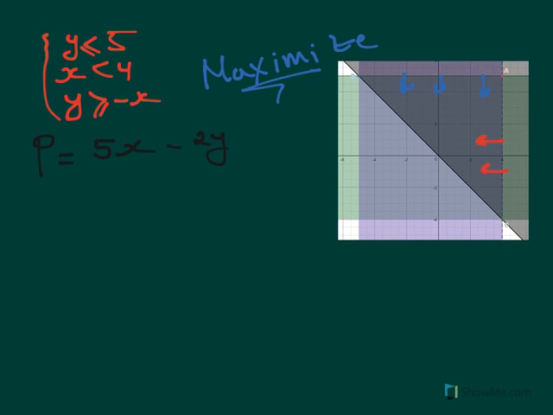And y is bigger than or equal to negative x, and this line is drawn as a solid line, and I'm shading above because y is greater than, and it's like that. So this is the feasible region, and I labeled the corners A, B, and C.